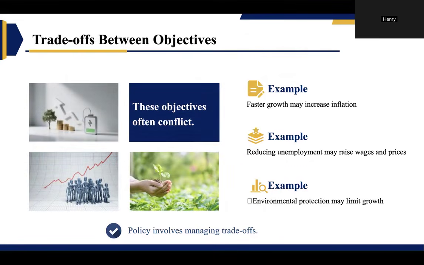Now here's where things get interesting. These objectives often conflict with each other. For example, faster economic growth can lead to higher inflation, reducing unemployment may push up wages and prices, and protecting the environment may slow down growth. So policymakers cannot maximize all objectives at the same time. Instead, they have to make trade-offs. This is one of the biggest challenges in macroeconomic policy.